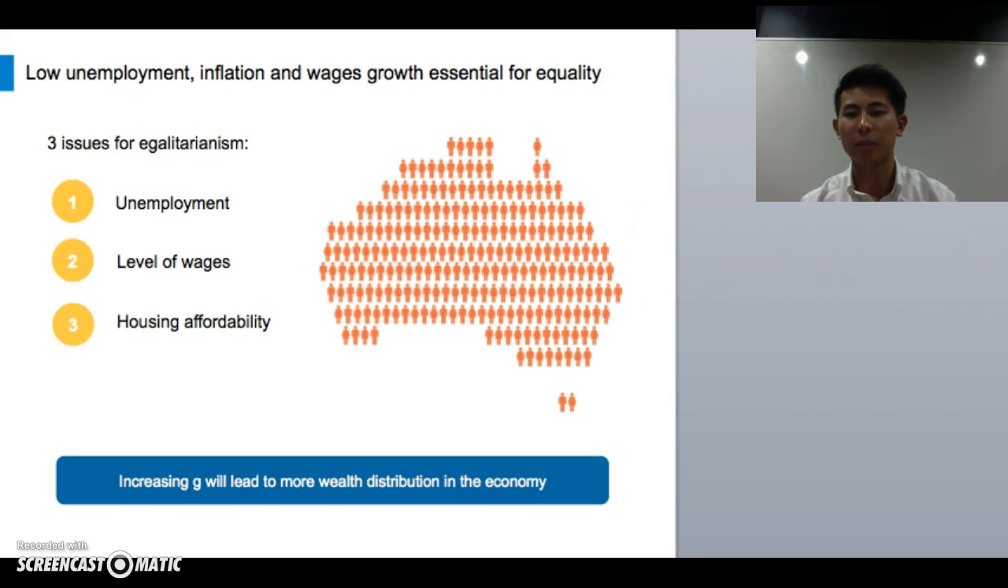What the Australian government needs to do is to increase the rate that our economy grows at, leading to more wealth distribution in the economy. The issues they need to look at are lowering the levels of unemployment, raising the levels of real wages, and making housing more affordable to all, increasing the confidence in the Australian economy.